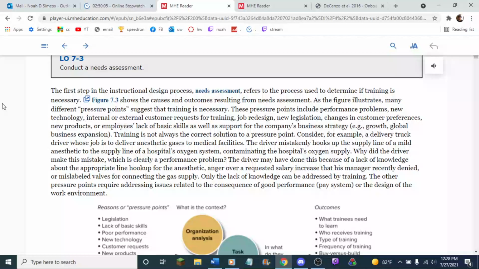The first step in the instructional design process, needs assessment, refers to the process used to determine if training is necessary. This shows the causes and outcomes resulting from needs assessment. Many different pressure points suggest that training is necessary.